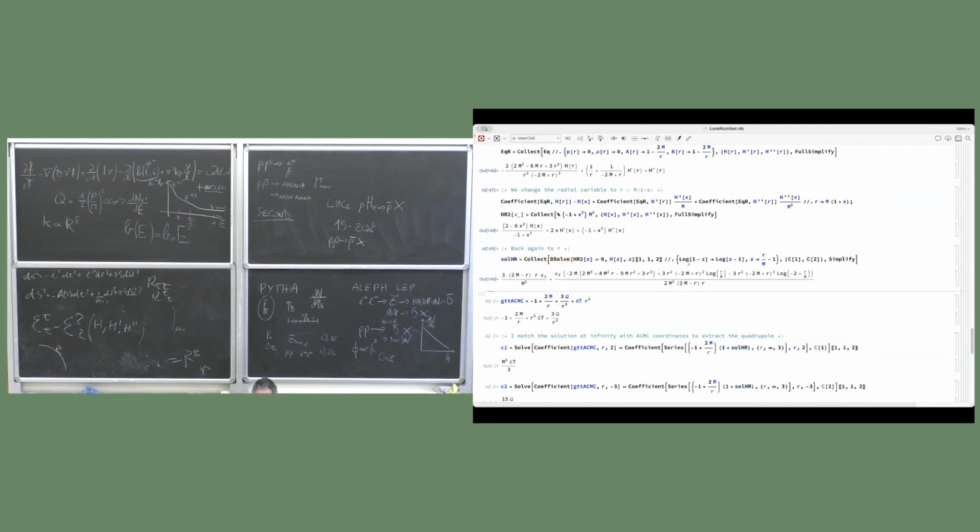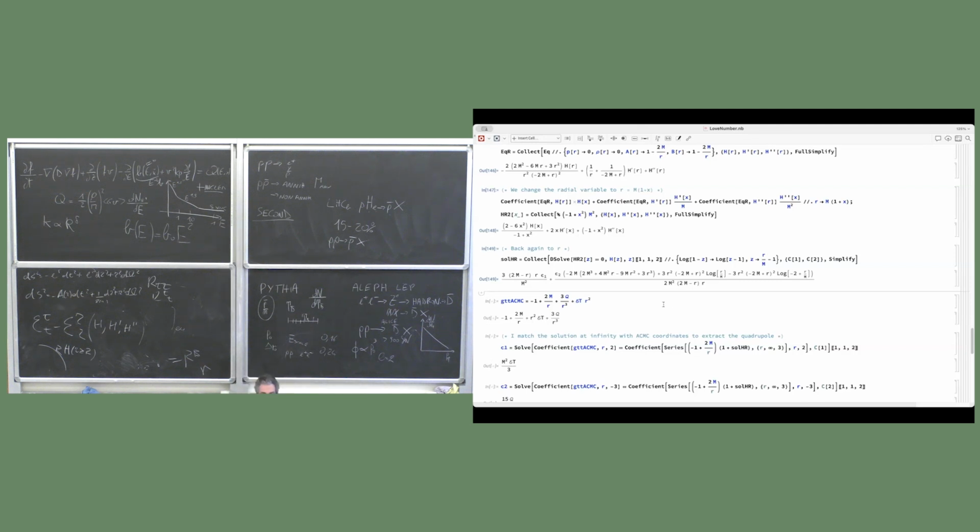I do it. After I find the solution, I also go back to my original variable. As I told you, in order to allow Mathematica to find the solution, I cast the equation for the perturbation in a nicer form, going from R to X. But then, since I want to go to my physical variable, I go back from X to R. And at the end of the story, I have this analytic solution for H valid at radii larger than the radius of the star, where everything is vacuum.